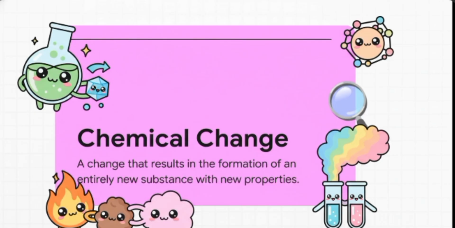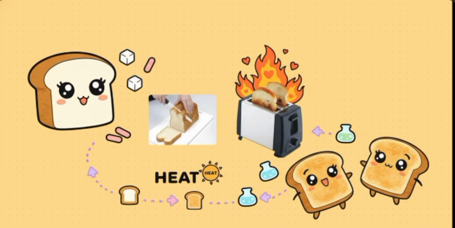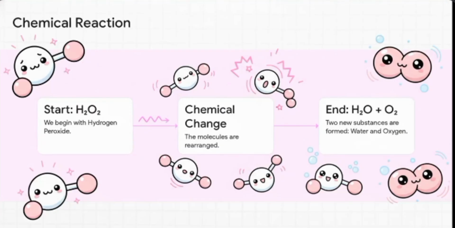A chemical change creates an entirely new substance, something that wasn't there before, with a whole new set of properties. Let's go back to that toast. When you pop that bread in the toaster, the heat causes the sugars and amino acids in the bread to go through this super complex reaction. The result isn't just hot bread. It's toast, a totally new substance with a different chemical makeup. You literally started with one thing and ended up with something else entirely.